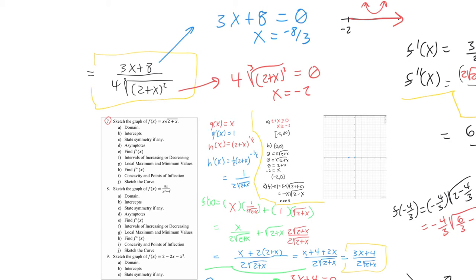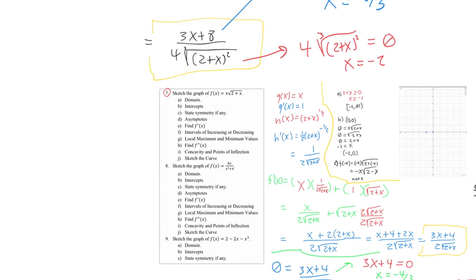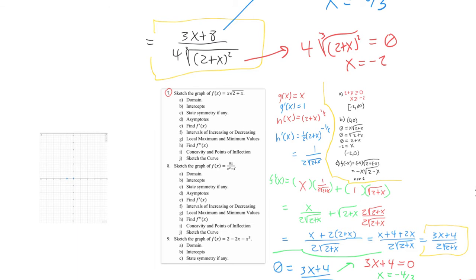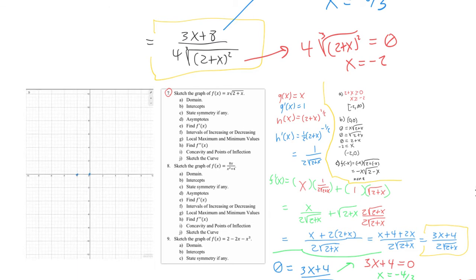Okay, so now they want us to sketch the curve. After all that whole journey, now they want us to sketch the curve. Well, we know the domain goes from -2, and so on. We know it's concave up, the whole thing is concave up. We also know it's decreasing between what? What is it decreasing between? Let's see.